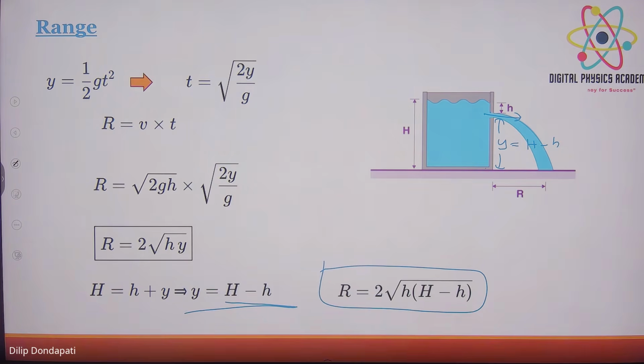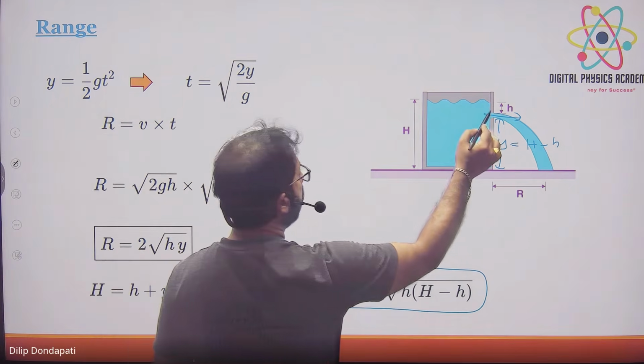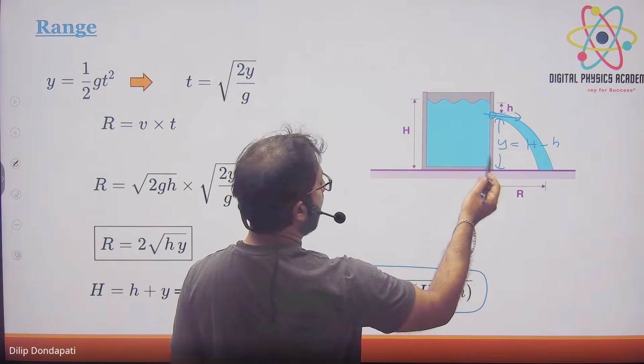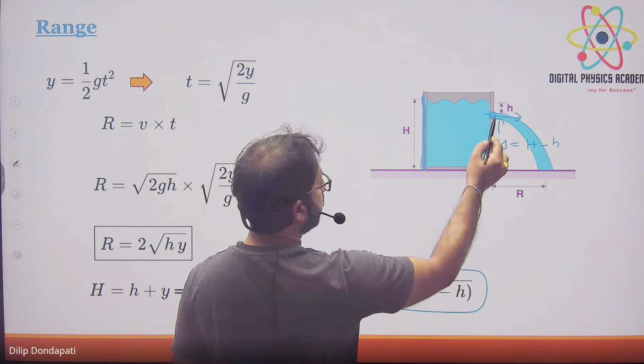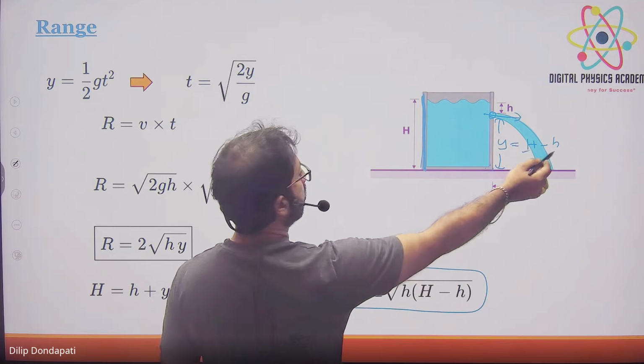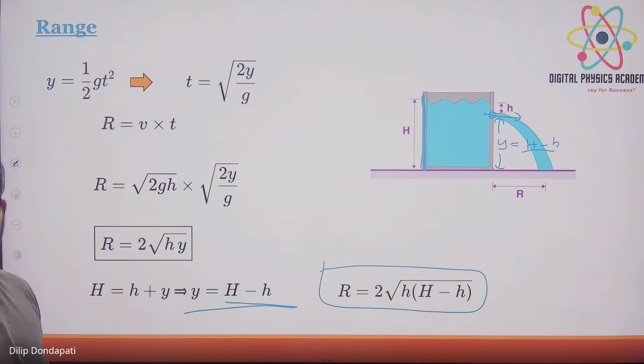So what do small h and capital H represent? Small h is the distance from the surface to the hole, and capital H is the total height, right? And from here to here the distance is capital H minus small h. So you simply take 2 under root, the upper height into the lower height of the hole. So sir, if the hole is at the bottom, won't it be 0? h minus h will be 0, right? It will be completely 0. Yeah, we'll see that only.